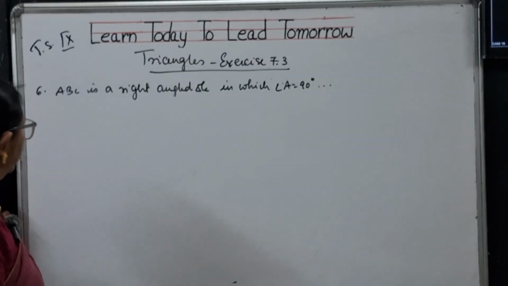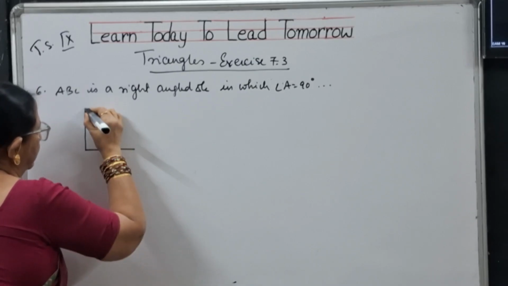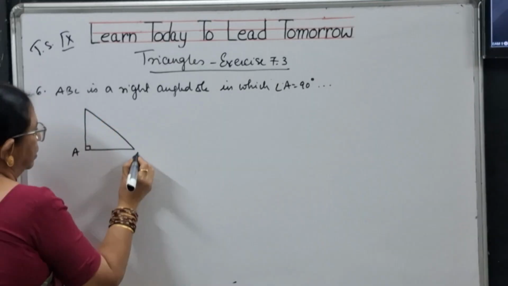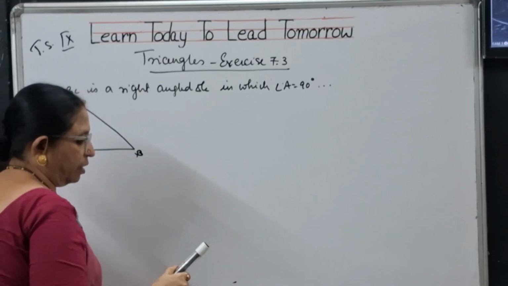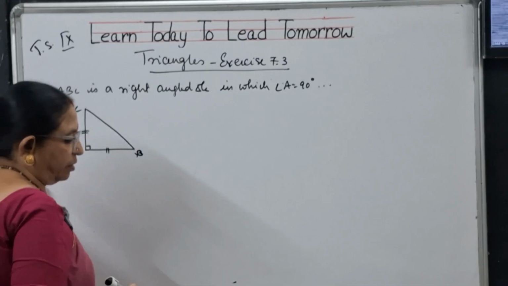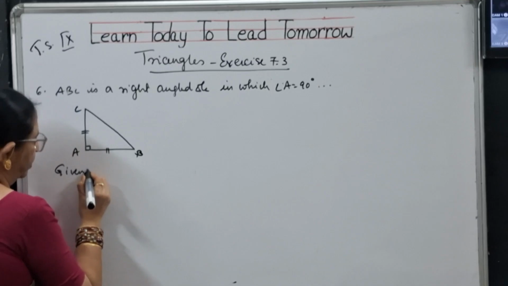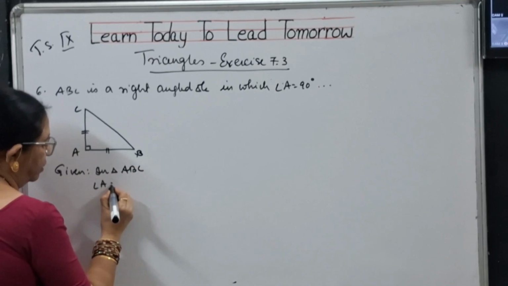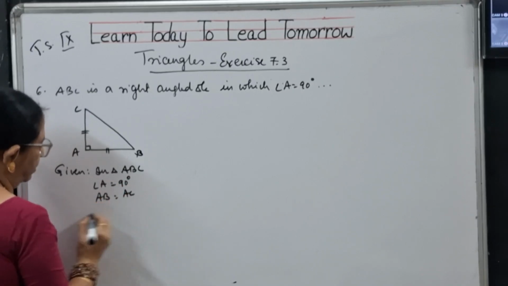Now sixth problem, children. ABC is a right angled triangle in which angle A is 90 degrees. A, B, C. Okay. And also they said that AB is equal to AC. Now you have to show that angle B is equal to angle C. So what is given? In triangle ABC, angle A is equal to 90 degrees, AB is equal to AC.